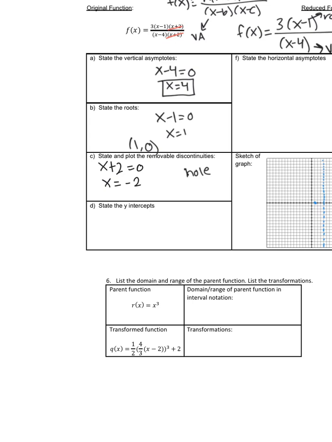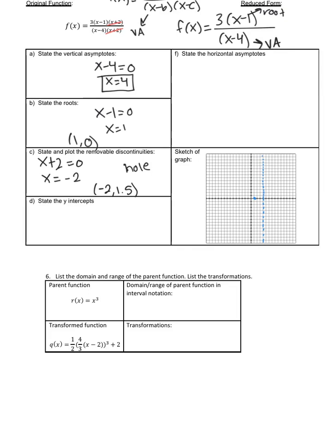If you go on your calculator and you graph the reduced function and then you hit Control T, it will tell you when the x value is negative 2, what does the y value give you. Your calculator is going to tell you that it's 3 over 2. That's the same thing as 1.5. So your hole would be at (negative 2, 1.5). And you're just going to label that as an open circle on your graph. It's like that.